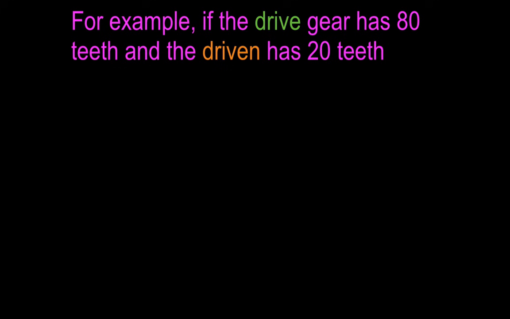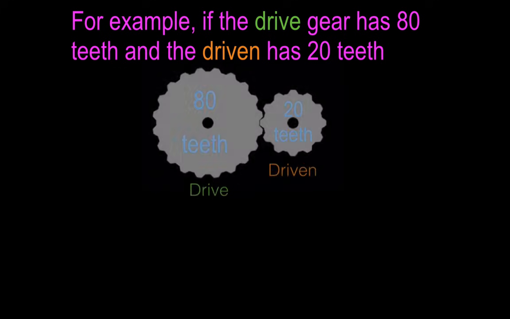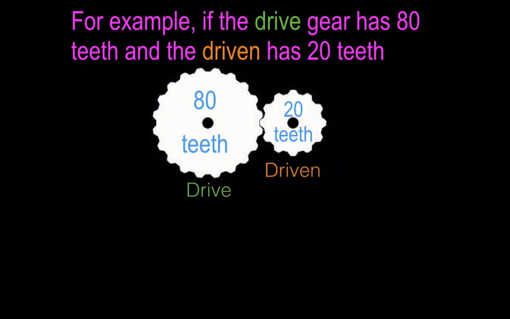So let's look at an example. Suppose the drive gear has 80 teeth and the driven gear has 20 teeth. Something like this. The left one is the one I'm turning, the right one is the one that gets turned. Now we know that the right one is going to turn faster than the left one. So we're expecting that maybe the driven will turn 10 times for every 1 time that the other one turns. Well, what you're going to see is it's a very simple equation.